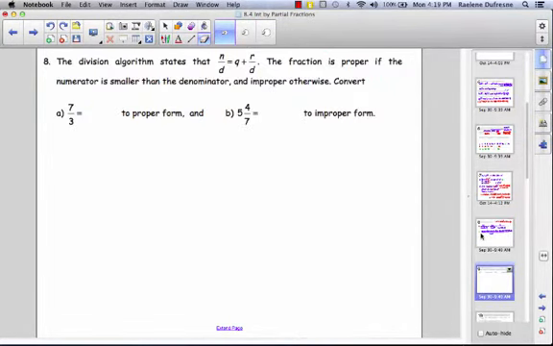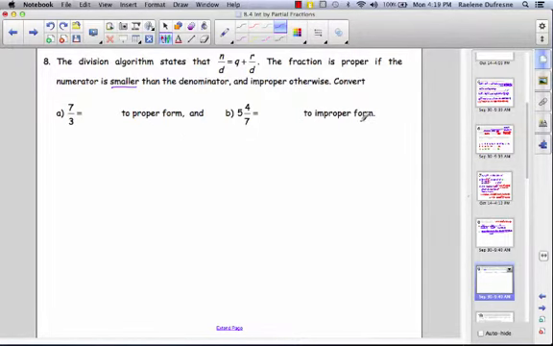Okay, moving on to the next exercise, or the next warm-up. The division algorithm states that numerator over denominator is equal to quotient plus remainder over denominator. And the fraction is proper if the numerator is purely smaller than the denominator. If the numerator is the same size as the denominator or larger, we say that the fraction is improper.